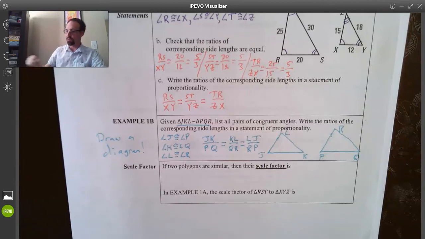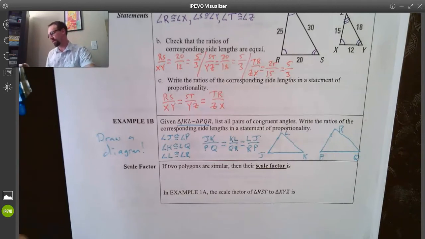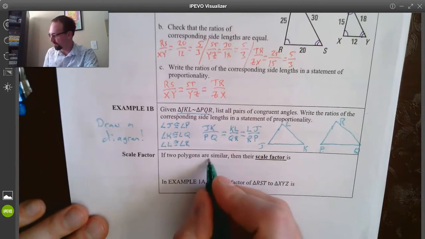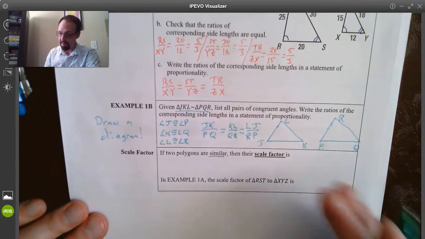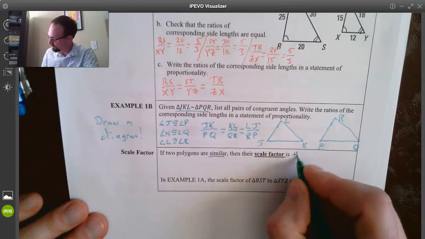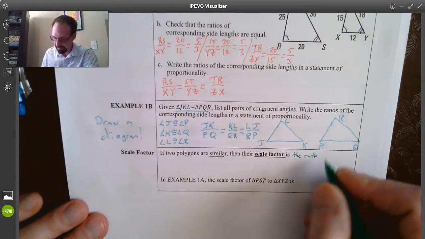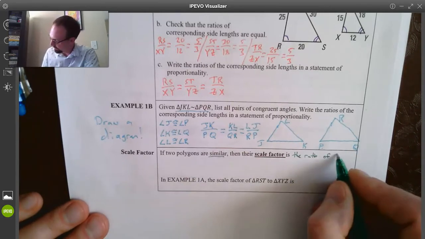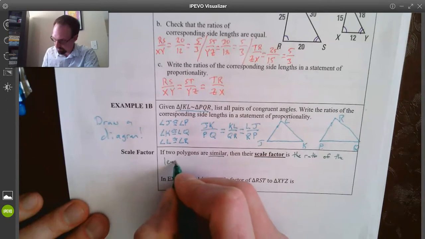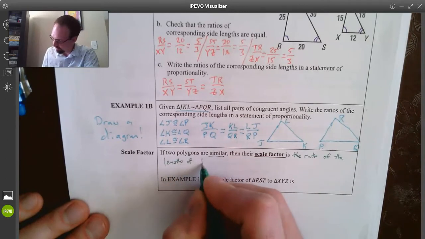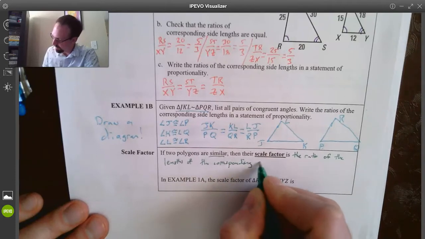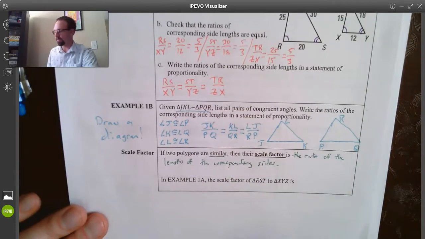Hi friends. So we're jumping back into the scale factor for these set of notes. What I want to focus on here specifically is the idea of a scale factor. These two polygons must be similar first. So if they're similar, then their scale factor is the ratio of the lengths of the corresponding sides. So it's the ratio of the lengths of the corresponding sides.